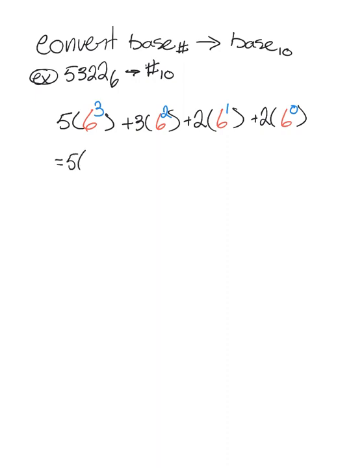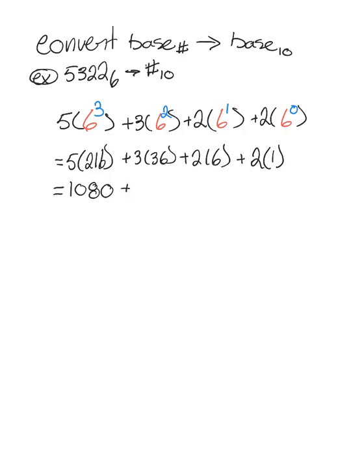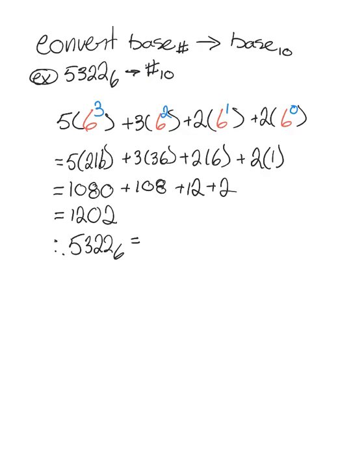Which equals 5 times 216 plus 3 times 36 plus 2 times 6 plus 2 times 1, which equals 1880 plus 108 plus 12 plus 2, which equals 1202. Therefore, 5,322 in base 6 will equal 1,202 in base 10.